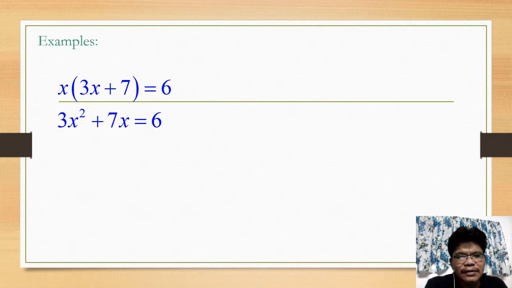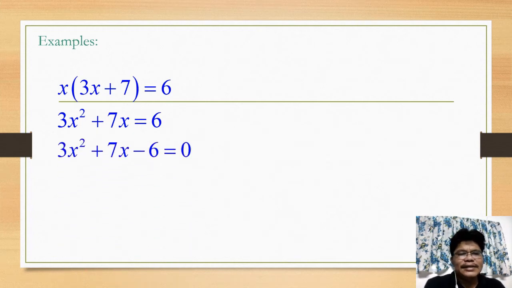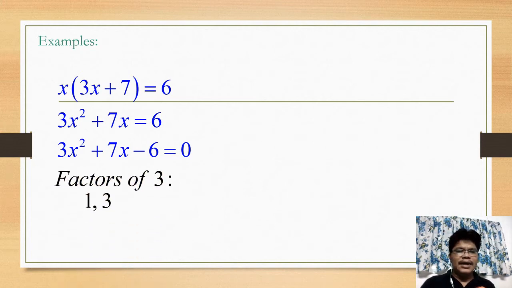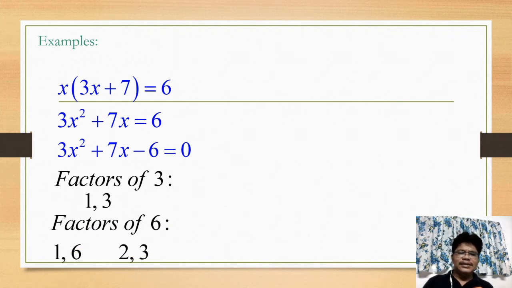Now, you're going to arrange the resulting equation into standard form. So, it becomes 3x squared plus 7x minus 6 equals 0. Now, the value of a is equal to 3, and the value of c is negative 6. Again, the last term is minus, meaning the middle term is the difference. But this time, the focus is not only on negative 6, but of course, pay attention also to the value of a, which is 3. Now, you're going to think of the possible factors of 3, there is nothing else but 1 and 3. And the factors of 6, of course, we have 1 and 6, and the other one is 2 and 3.